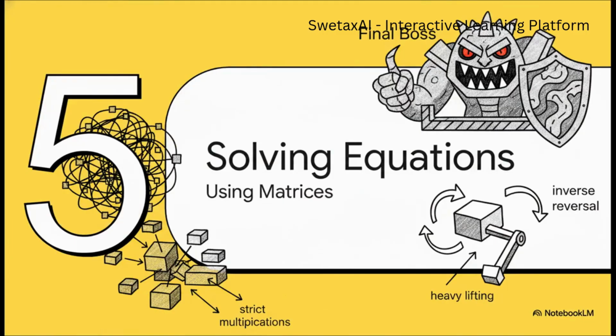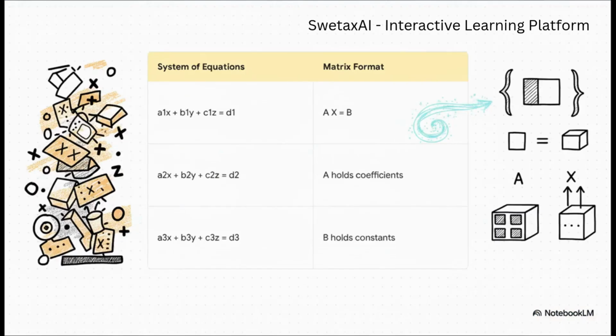And finally, Section 5, solving linear equations using matrices, the final boss fight. Consider the stark contrast here. On one side, you have this messy, chaotic, towering stack of simultaneous algebraic equations. You've got x's, y's, and z's, all jumbled together with various coefficients and constants. But on the other side, by utilizing matrices, we magically transform all of that algebraic chaos into a single, clean, incredibly elegant line of logic. A times X equals B. Matrix A perfectly captures all your coefficients, matrix X holds your targeted unknown variables, and matrix B neatly files away all your constants. It is the absolute ultimate in data organization.